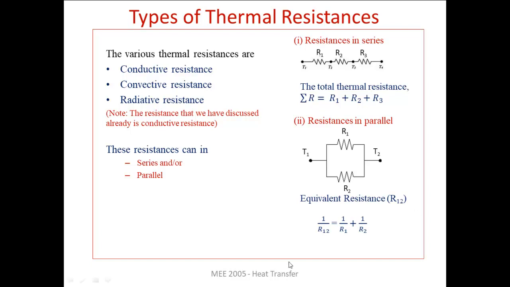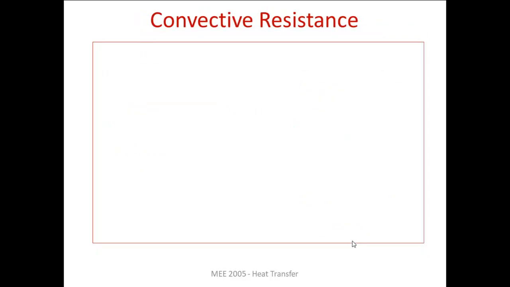Equivalent resistance is 1 by R12 equal to 1 by R1 plus 1 by R2. This we know from our basic electrical engineering. So now we know how to determine the equivalent resistance if the resistances are arranged in series or in parallel. Till now we have discussed only the resistance by conduction.